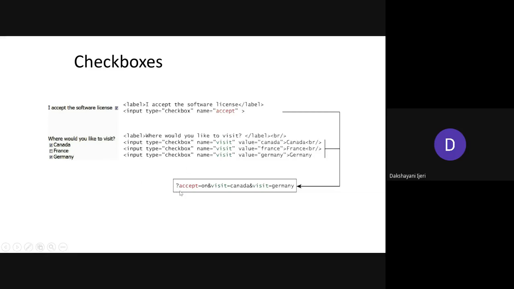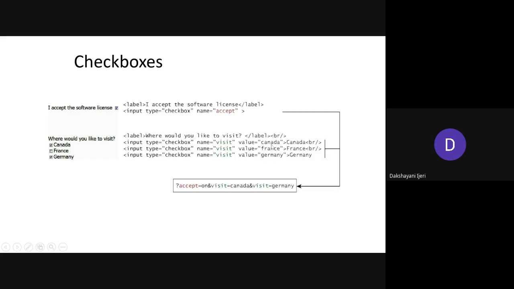So question mark followed by the except is equal to. What is this except here, which has been selected by the user, is equal to on, and you can see here, visit is the value that you have taken for the name attribute. So visit is equal to Canada and visit is equal to Germany. The value that you have taken for the value attribute will be taken.